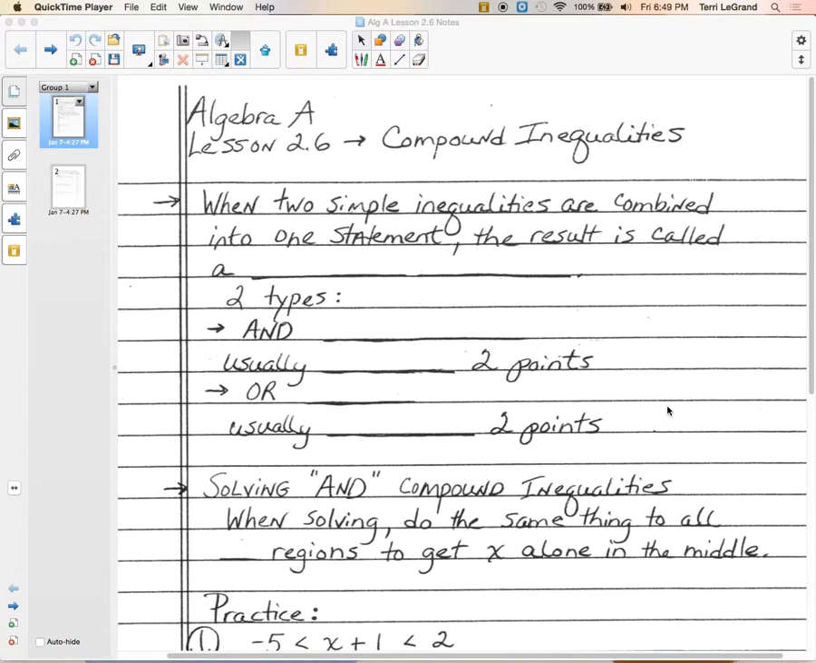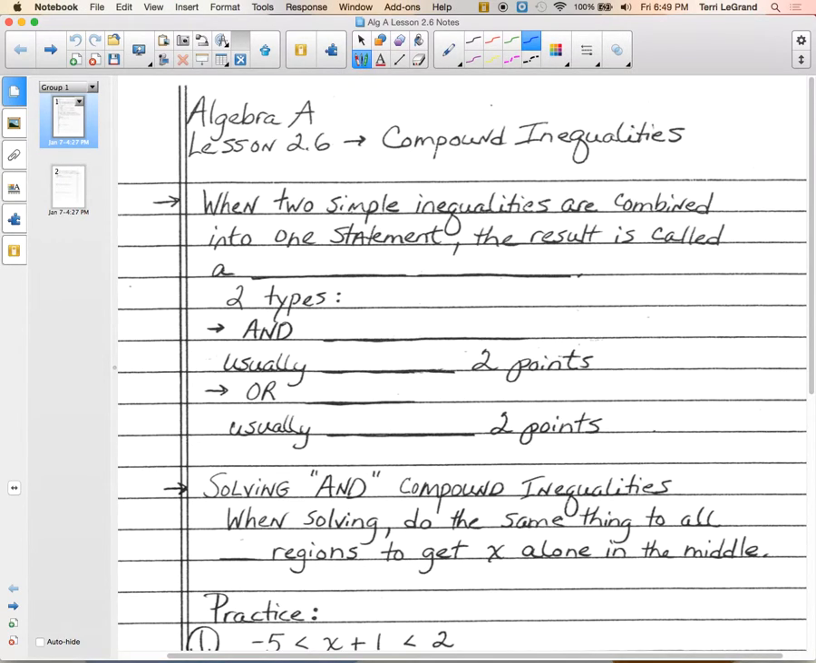Today on lesson 2.6, we're going to move into working with compound inequalities. We were working with what are called simple inequalities before, which you just tested on. Now we're going to combine simple inequalities. When two simple inequalities are combined into one statement, the result is called a compound inequality.